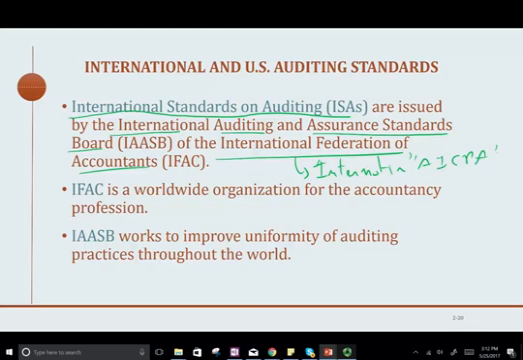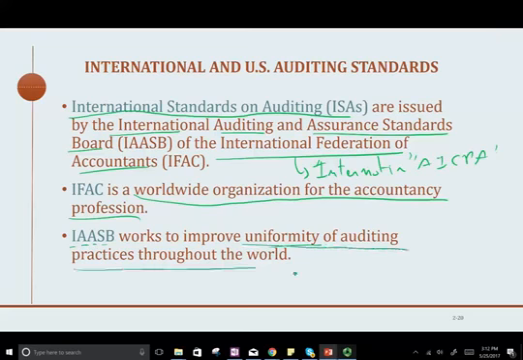So in the US we have the AICPA. Internationally we have the International Federation of Accountants. It's a worldwide organization for the accountancy profession, just like the AICPA is for the US accountancy profession. Okay, so what's the role of the IAASB? It works to improve the uniformity of auditing practices throughout the world.